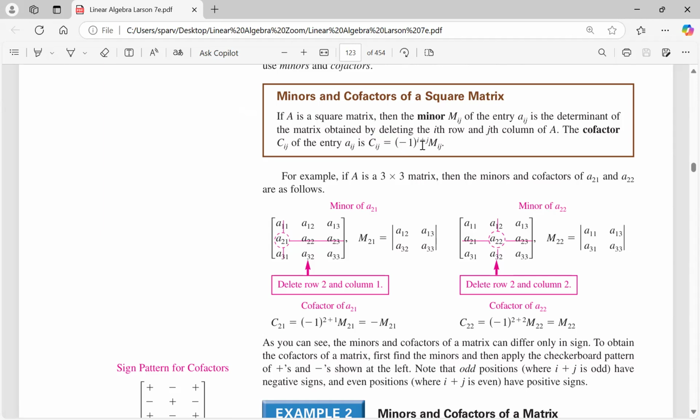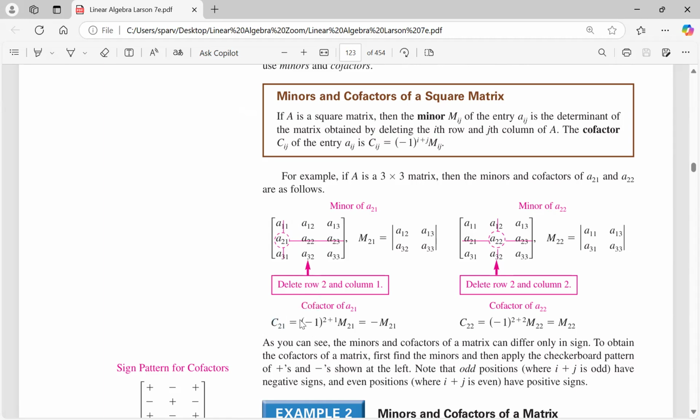The outcome of -1 to any power is going to be what? Either 1 or -1. True? For example, -1 to the 7th power is -1. -1 to the 4th power is 1. So the combination of i and j, because these are natural numbers, is going to give you a natural number. If it's odd, -1 to that power would be negative. And if i plus j is even, then -1 to that power would be 1.